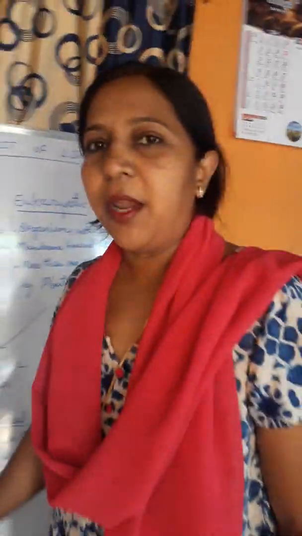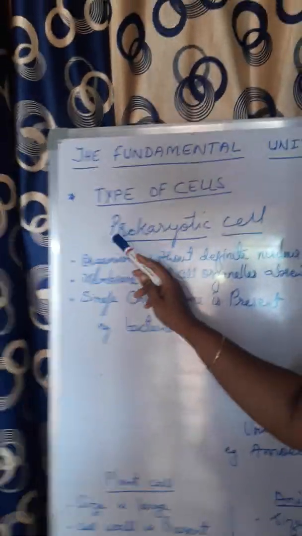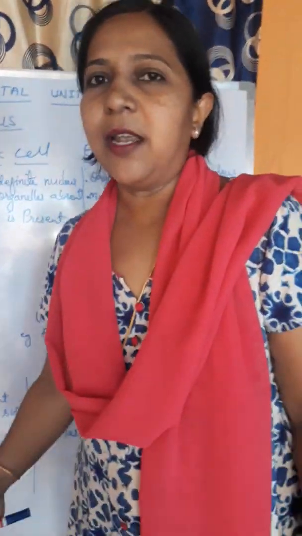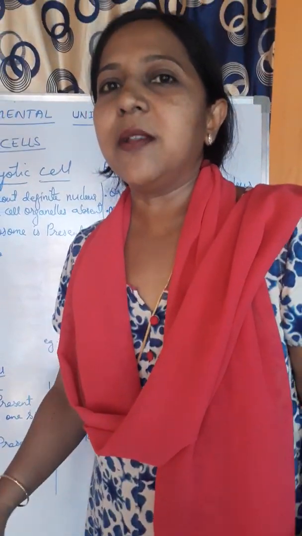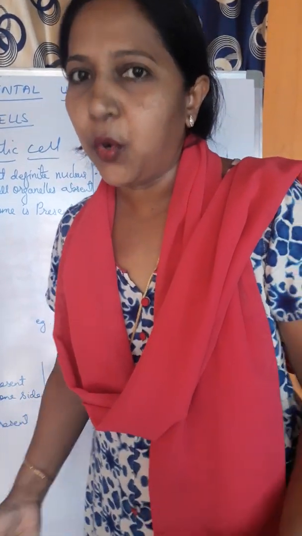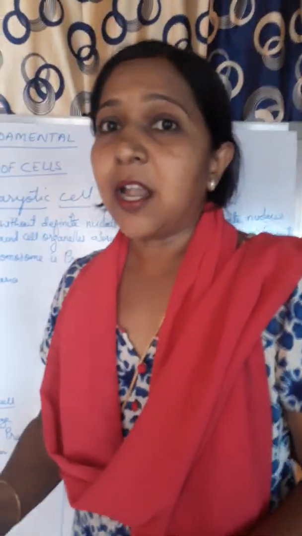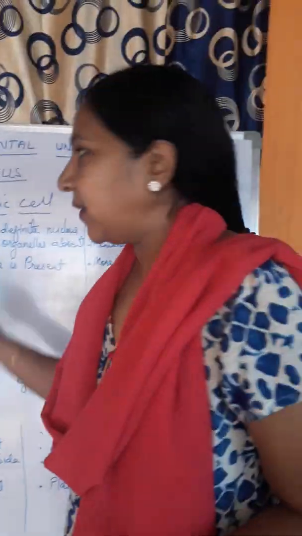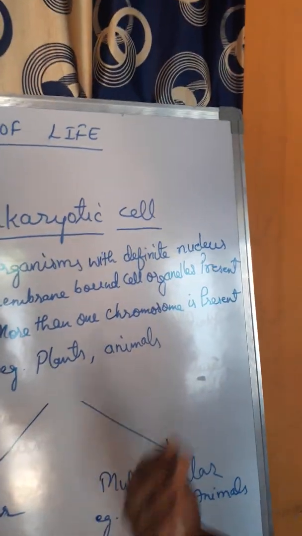So cells can be of two types, that is prokaryotic cell and eukaryotic cell. Pro means primitive. The organisms which have a primitive cell are called prokaryotic cells. Primitive type of cell means the cell will not have a definite nucleus in it. Such a cell without a definite nucleus, where the nuclear membrane is absent, is called a prokaryotic cell. And next is the eukaryotic cell, that is the organism with a definite nucleus.